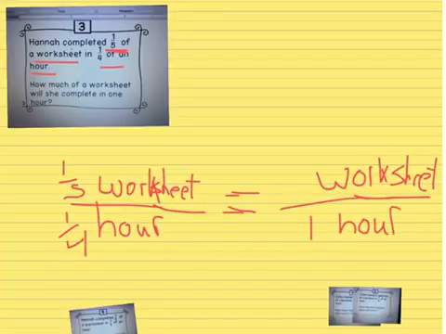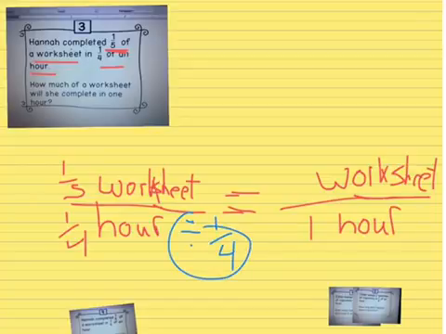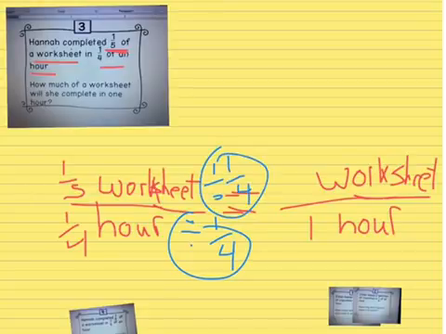And now we're going to try to find out how much of a worksheet she completes in 1 hour by using our equivalent ratios, kind of like equivalent fractions. So how do I get from 1/4 to 1? Well, by division or multiplication. I can divide 1/4 by 1/4 to get to 1. So I'm going to do that, divide by 1/4. And whatever I do to the bottom, I need to do to the top to get an equivalent ratio. So I'm going to divide the top of the ratio by 1/4.